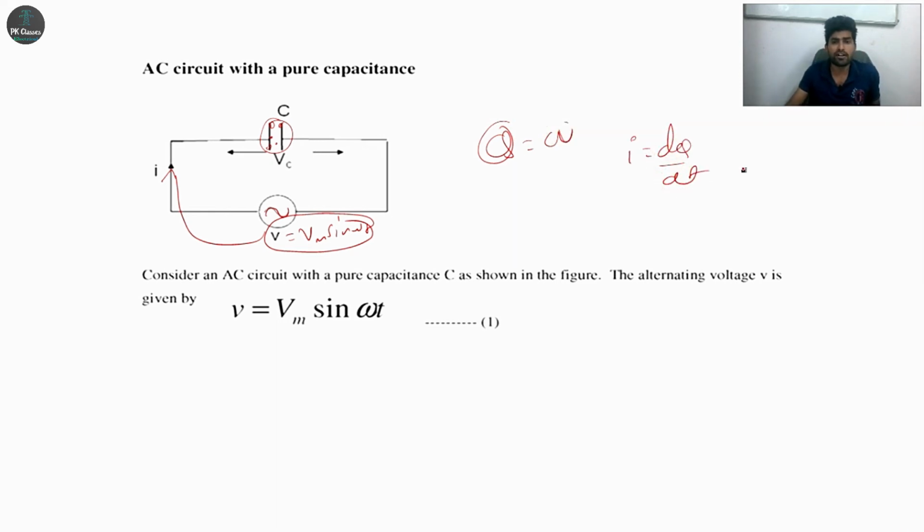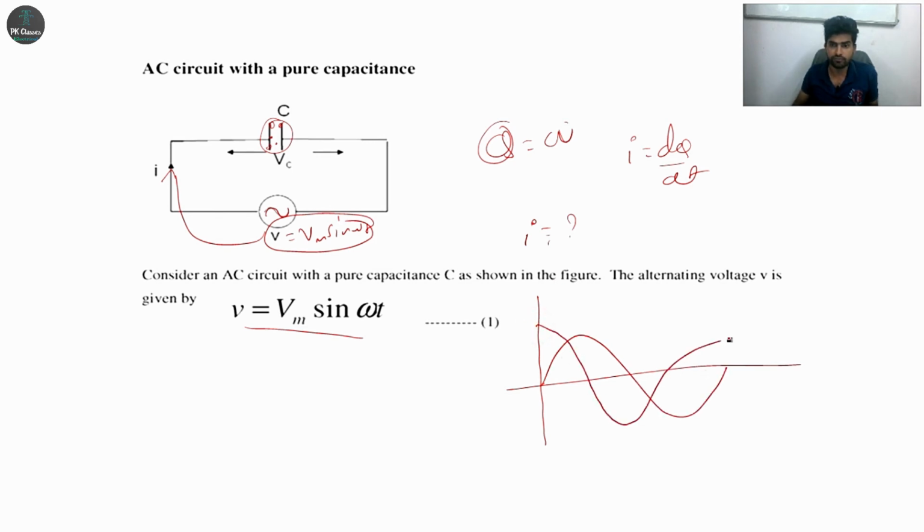The supply voltage V is equal to Vm sin omega t. We need to determine the current I. I'll draw one waveform over here. The current leads the voltage by an angle of pi by 2. This is the current, and this is the voltage. Here is pi by 2, this is pi, this is 3 pi by 2, and this is 2 pi. I'll also draw the vector diagram.